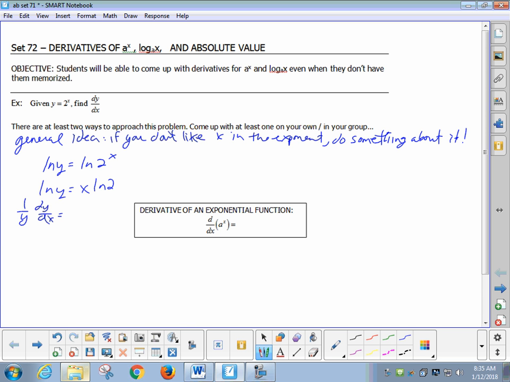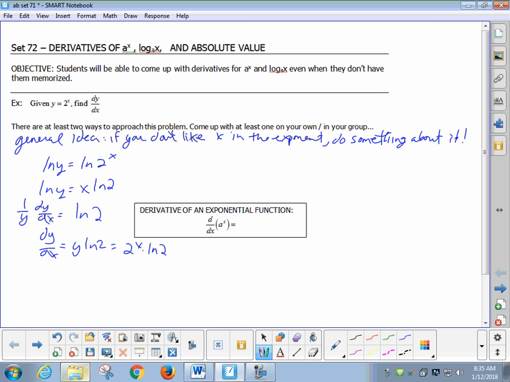That's x natural log of 2. Is natural log of 2 a function, and therefore I need the product rule, or natural log of 2 is a constant, and I just take the derivative? Constant. So what's the derivative? Natural log of 2. So dy dx is y natural log of 2, but preferably in x terms. So dy dx at the end of the day is what? What is y equal to? 2 to the x natural log of 2.